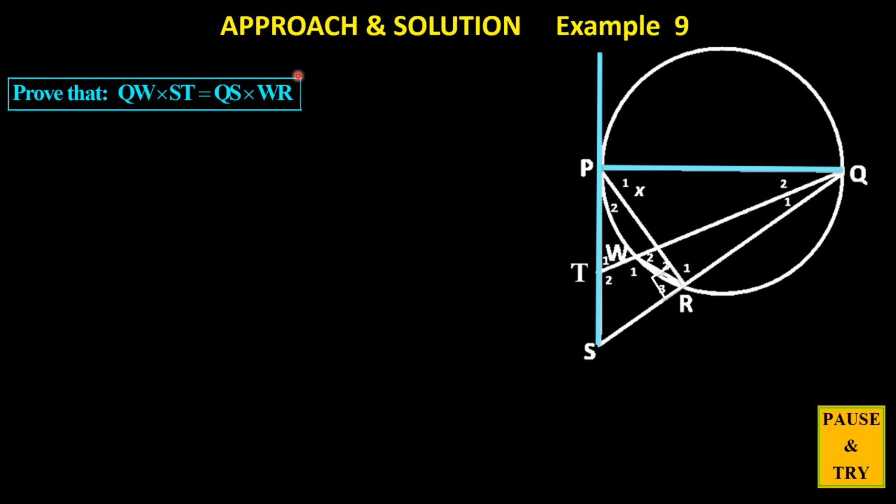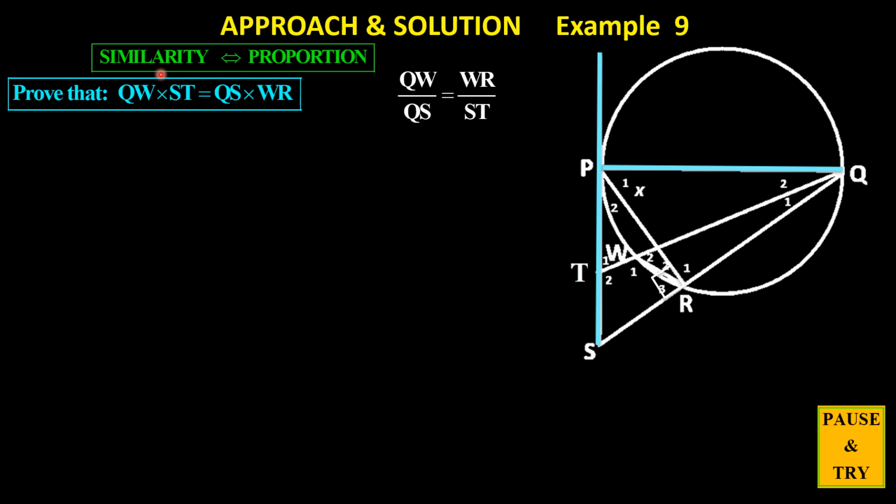Always remember, we are busy with similarity, right? If triangles are similar, it implies the corresponding sides are proportional. So we want to prove some proportion here. So we need to first find out which triangles are similar, right? But we can write that expression in a standard form, okay? And what would the standard form be here?